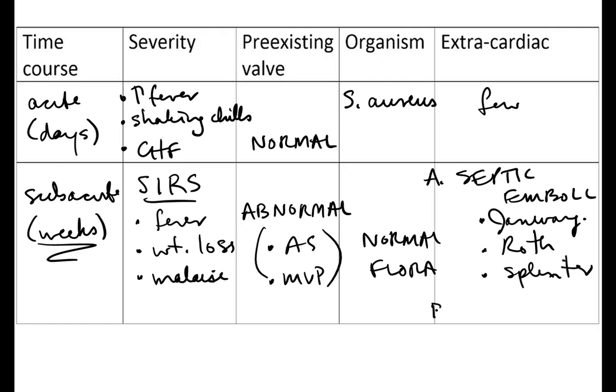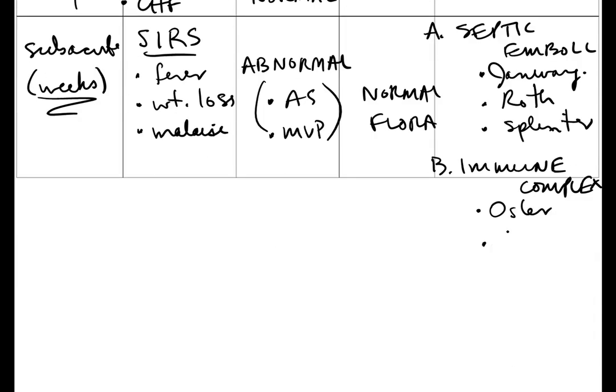in the fingernails. The other group of extracardiac manifestations are going to be our immune complex manifestations. And so this is going to include our Osler nodes in the pads of the fingers and toes and glomerulonephritis.